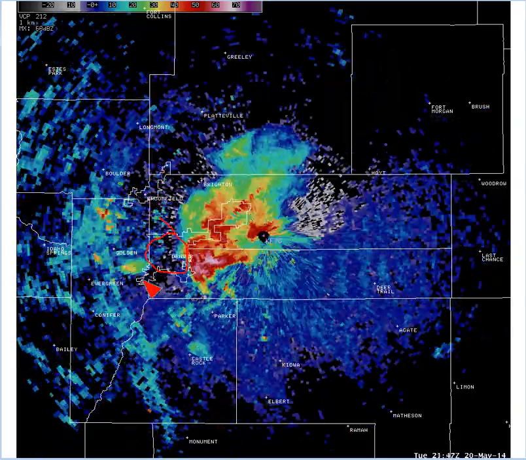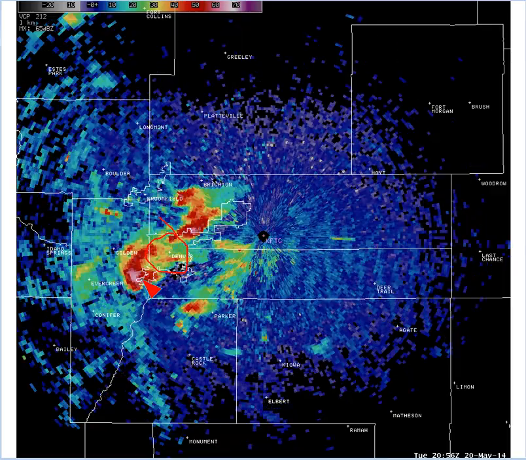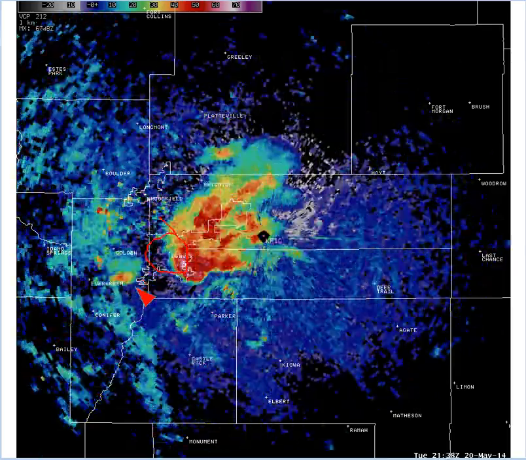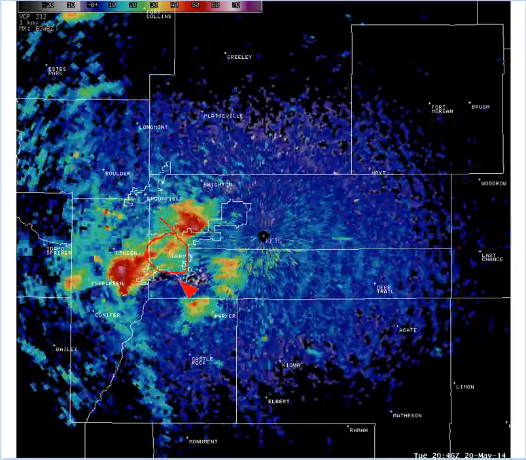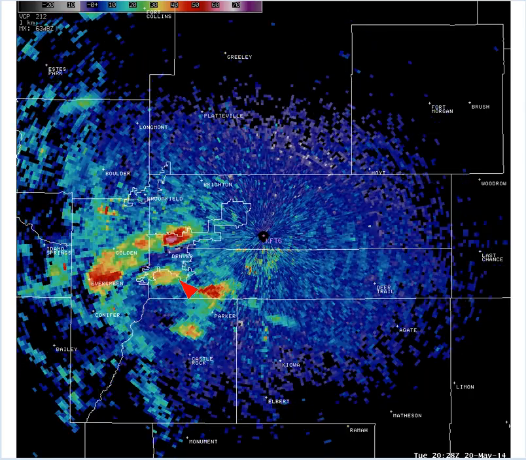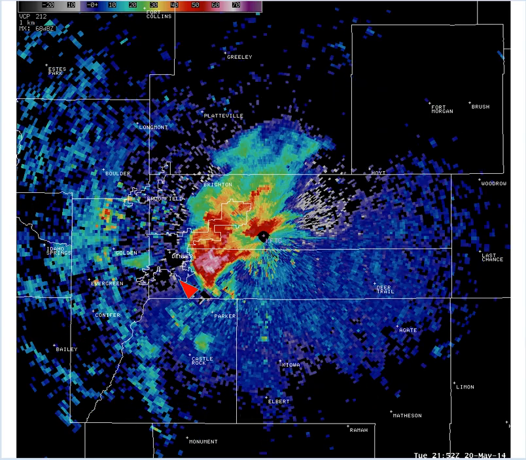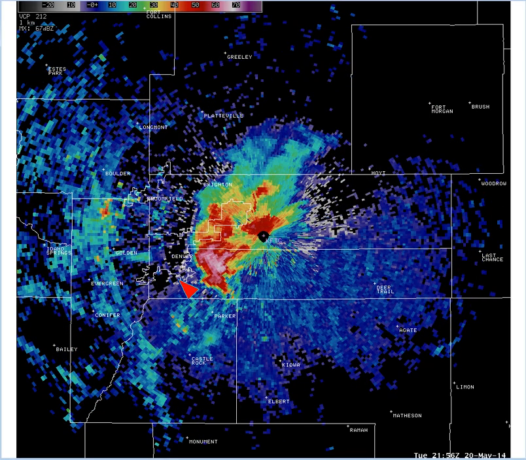And also notice on the southwest flank of that storm here, the smaller storms pretty much go away, so that by the time we get to the end of the loop here, we're left with pretty much one dominant storm because of all that intensification that has taken place.